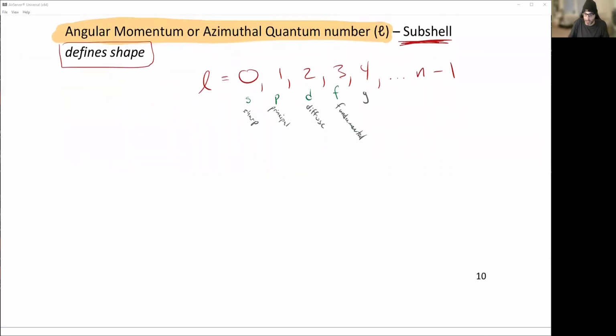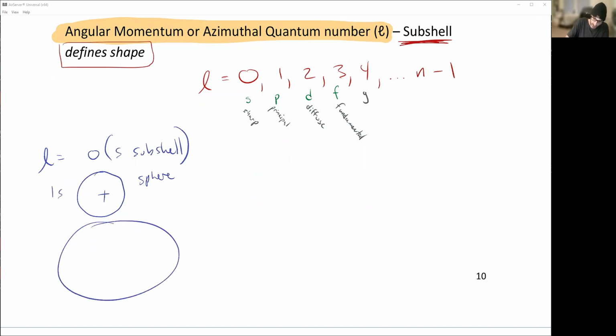I said that they define the shape, so let's take a look. When L is equal to 0, which is our S subshell, and we've already seen two of these, it's just spherical. I'm going to put a positive there; essentially the wave function is positive there, and we'll talk about what that ultimately means later. But this is a sphere. Again, as we increase the value of n, this might be the 1s, the 3s might be much bigger, as we just saw. All right. When L is equal to 1, this is the P subshell.